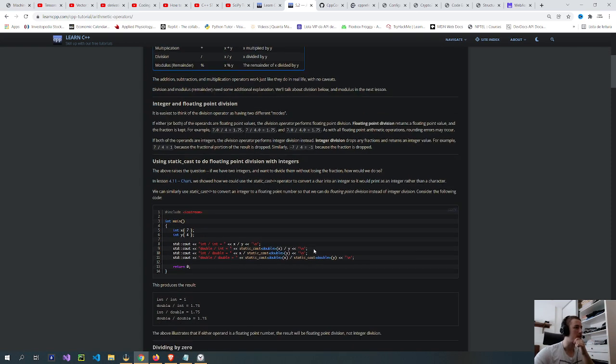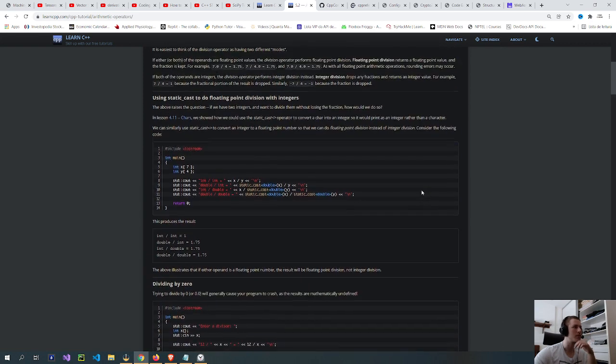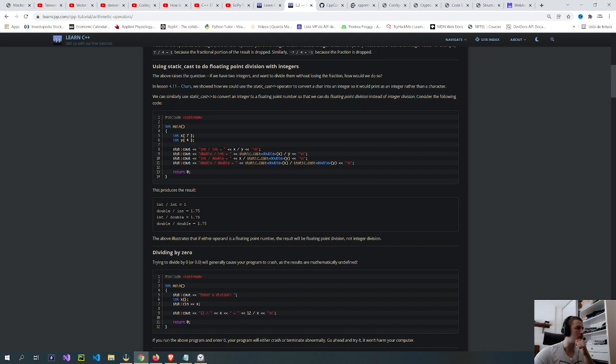Integer and floating point division. It's easiest to think of the division operator as having two different modes. If either or both of the operands are floating point values, the division operator performs floating point division. Floating point division returns a floating point value and the fraction is kept. For example, as with all floating point arithmetic, this is subject to rounding.